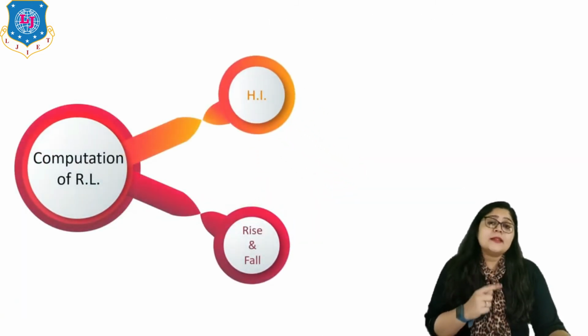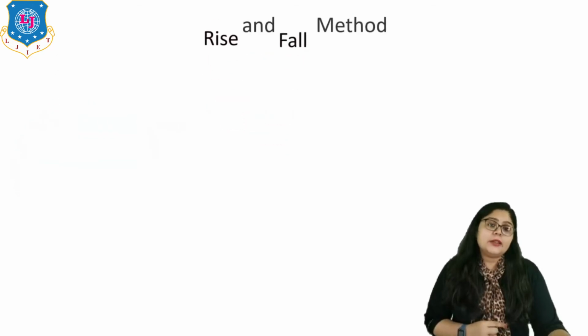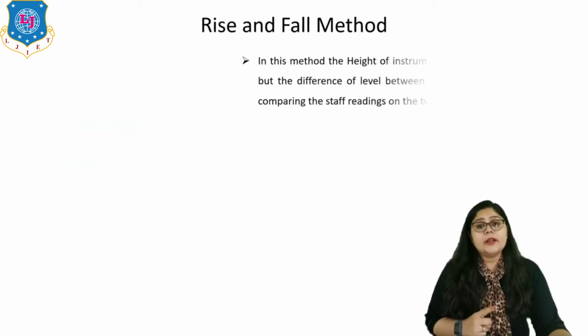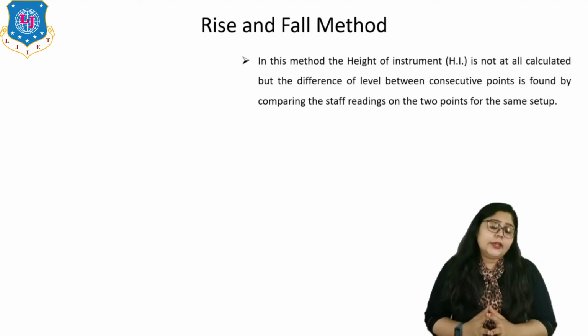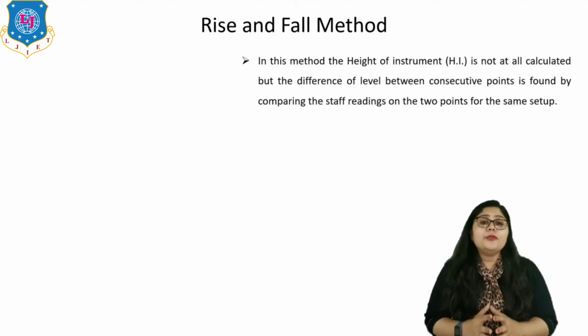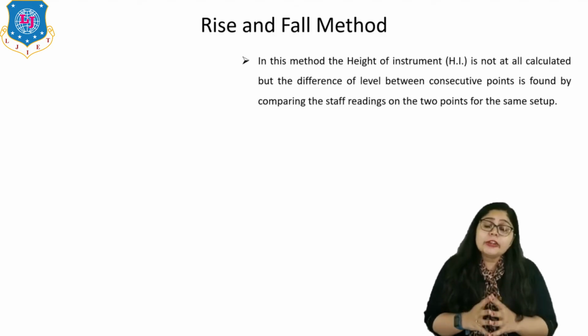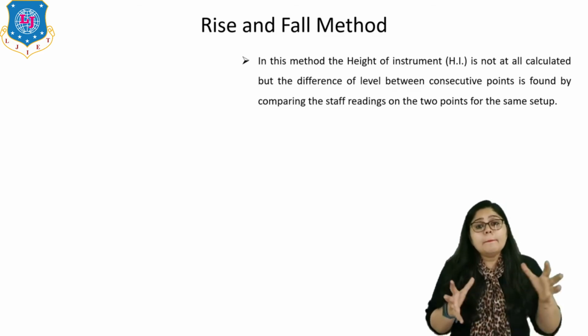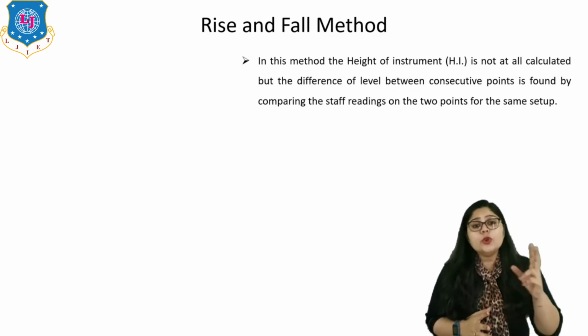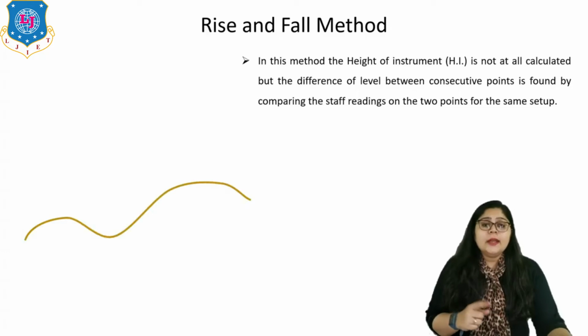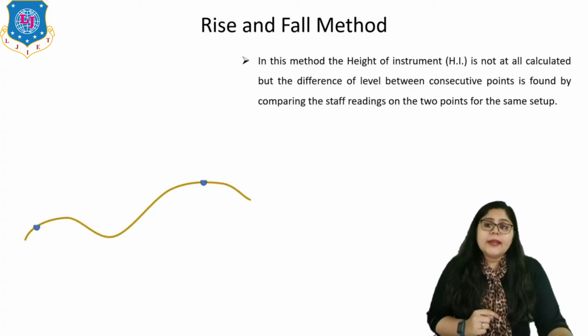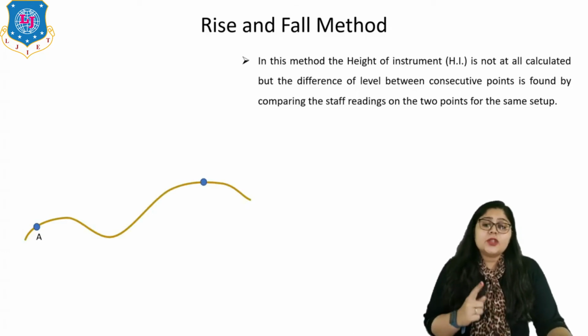Now let's understand the second method, which is a rise and fall method. So now for this method, I can say the height of instrument is not at all calculated, but the difference of level between consecutive points is found by comparing staff reading on the 2 points for the same setup, right? So here you can see it is the ground condition and these are 2 points, right? So point A and point B.